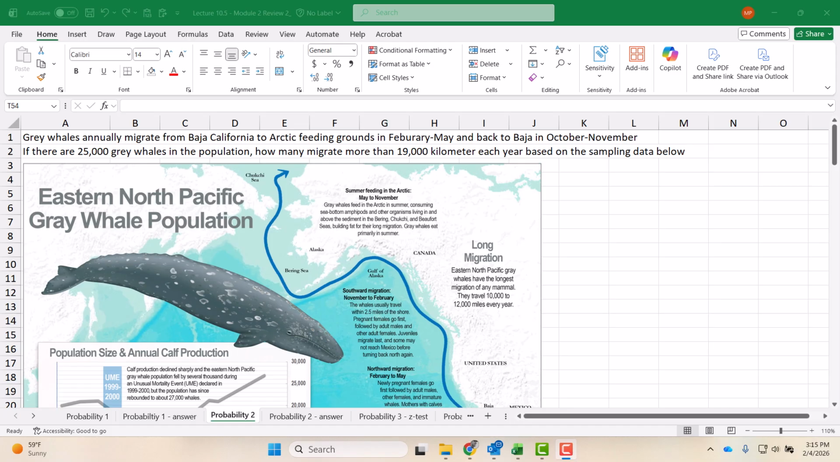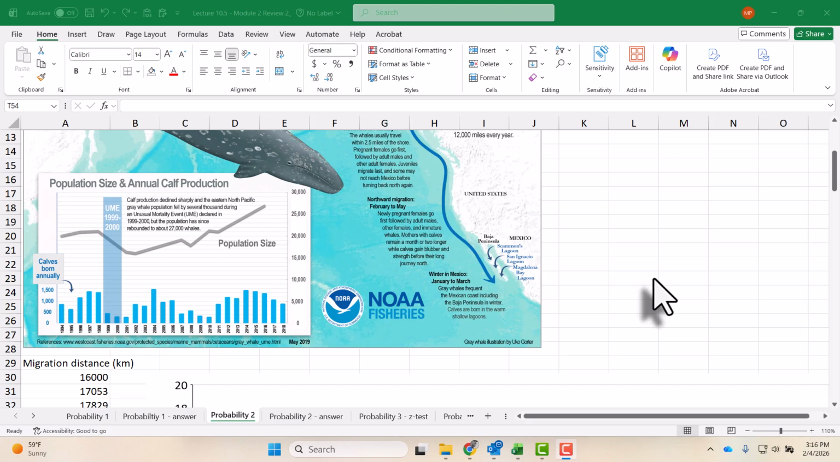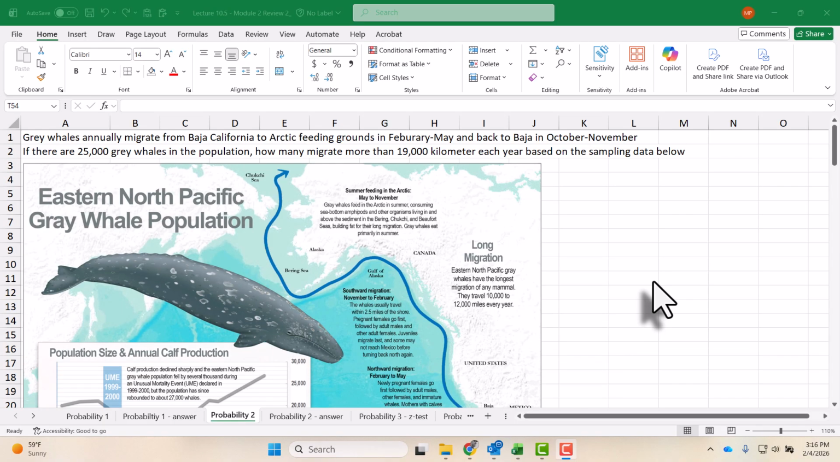Okay, next probability question. Let's say that we're interested in the distance that gray whales migrate annually between their feeding grounds in the Arctic and their mating, birthing, resting grounds in Baja California. They do this every year, but some of these whales travel a little bit further than others. Let's say that there's 25,000 of these whales in the population. And what we're interested in is whales that migrate more than 19,000 kilometers based on our data.